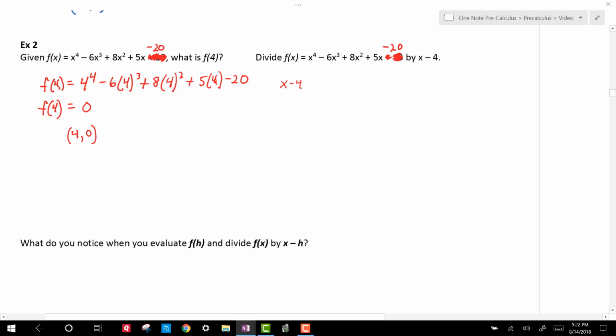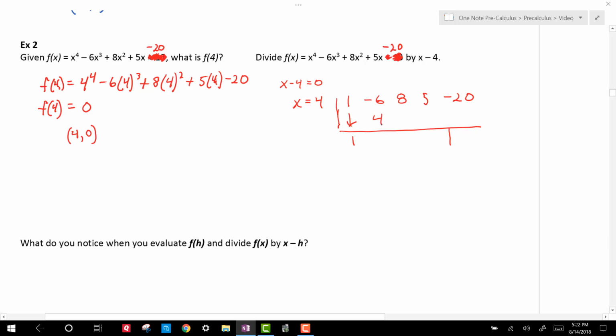X minus 4 equal to 0. Add 4 to both sides. We're going to divide by x equals 4. And we're going to start off with, what do we got here? 1, negative 6, positive 8, positive 5, negative 20. No missing terms there. So we'll add these guys in here, give our little remainder area here, drop down the 1, and we'll start multiplying.